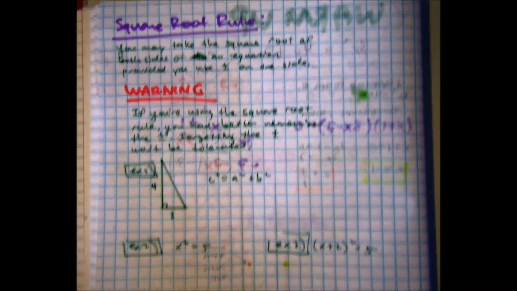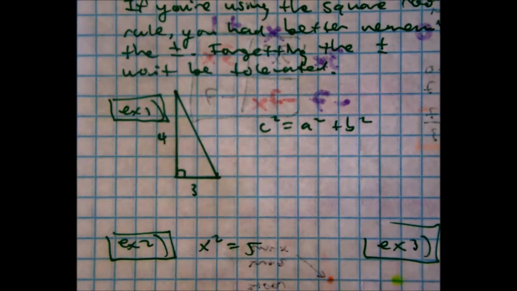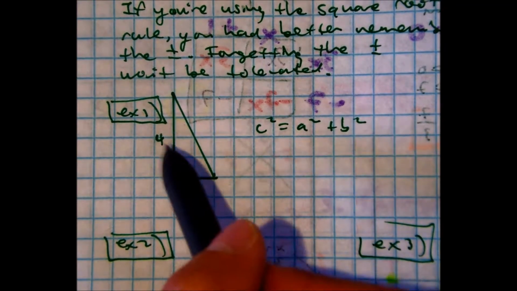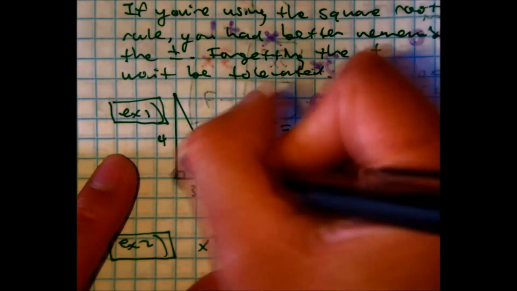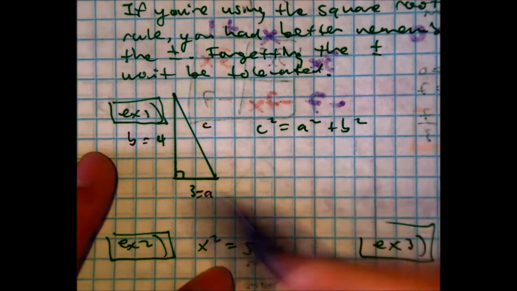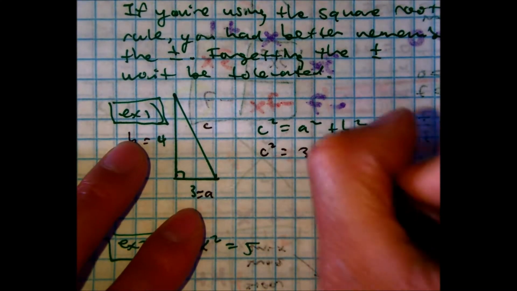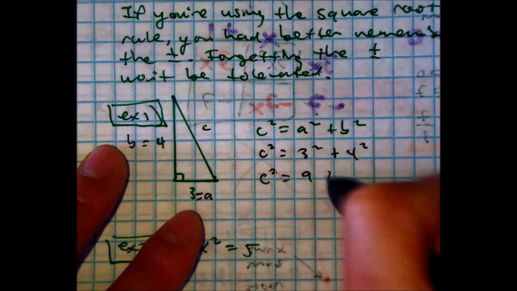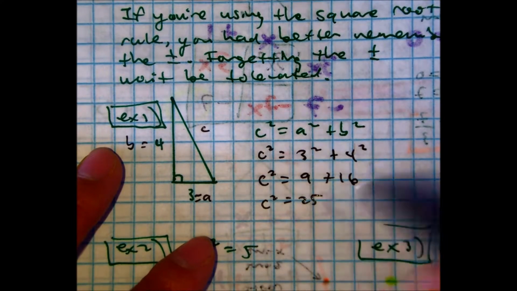I added this example of the triangle. Class, what type of triangle do you have? Right triangle. If I have two given sides of a right triangle, I can use the Pythagorean theorem. C value is always across the right angle. This is your B, this is your A. A's and B's don't matter. C is across the right angle. So I have C squared equals 3 squared plus 4 squared. C squared equals 9 plus 16. Add those together. C squared equals 25.